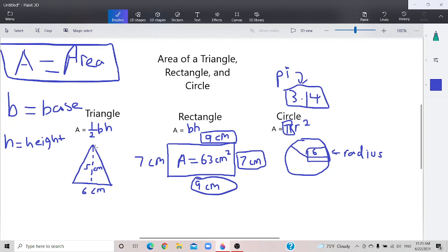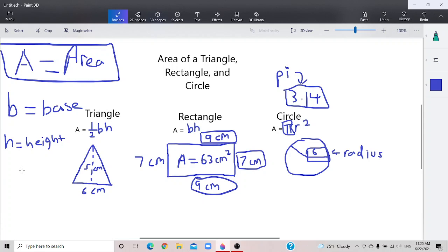So here, the dotted line represents the height. Usually in many diagrams, they make the height for a triangle dotted. That is one way to identify the height, and you can use that so you don't get confused.